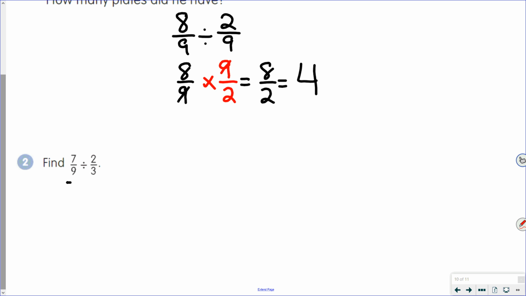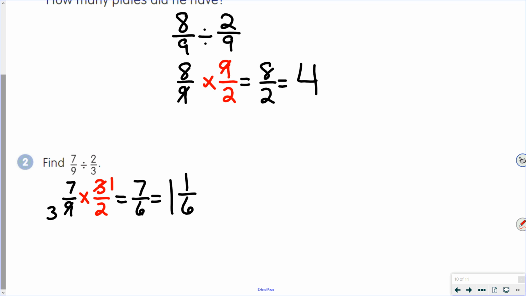7/9 divided by 2/3. Keep, times, turn. 3 becomes 1. 9 becomes 3 because we divide both of those by 3. We get 7 over 6, which is 1 and 1/6.